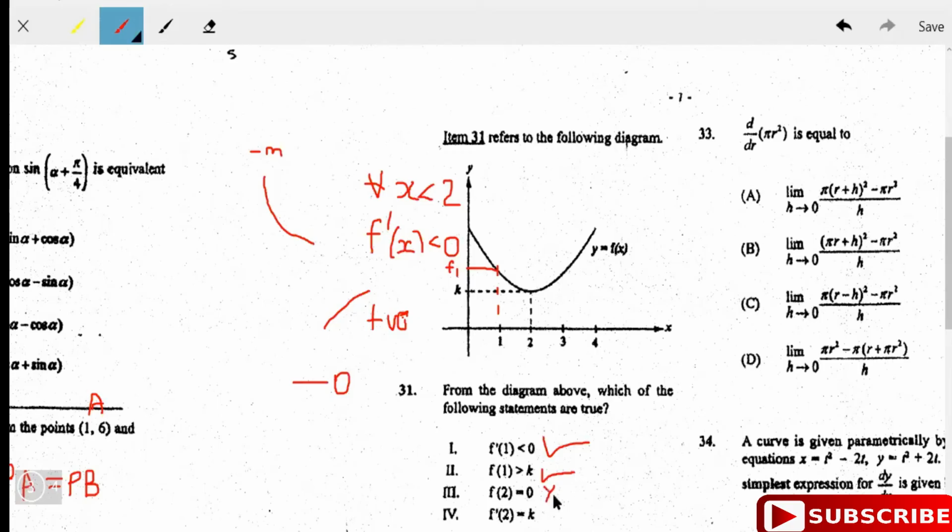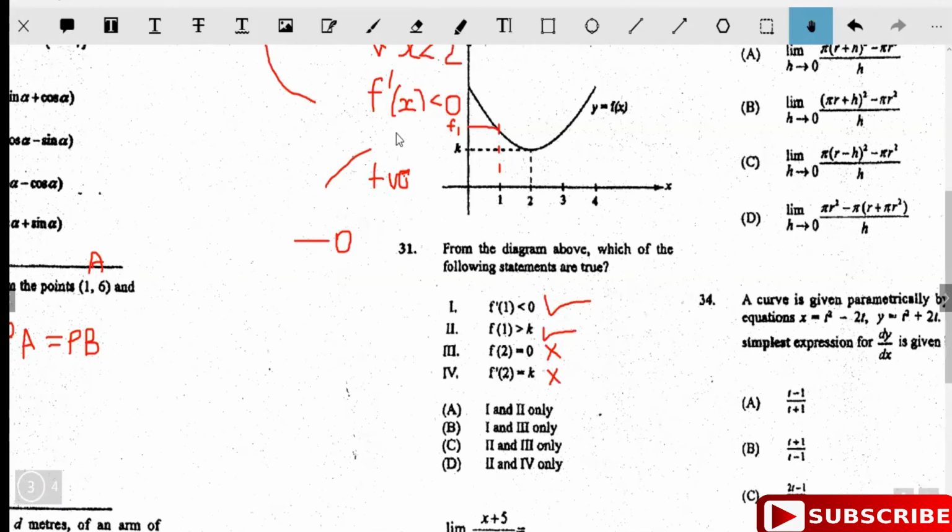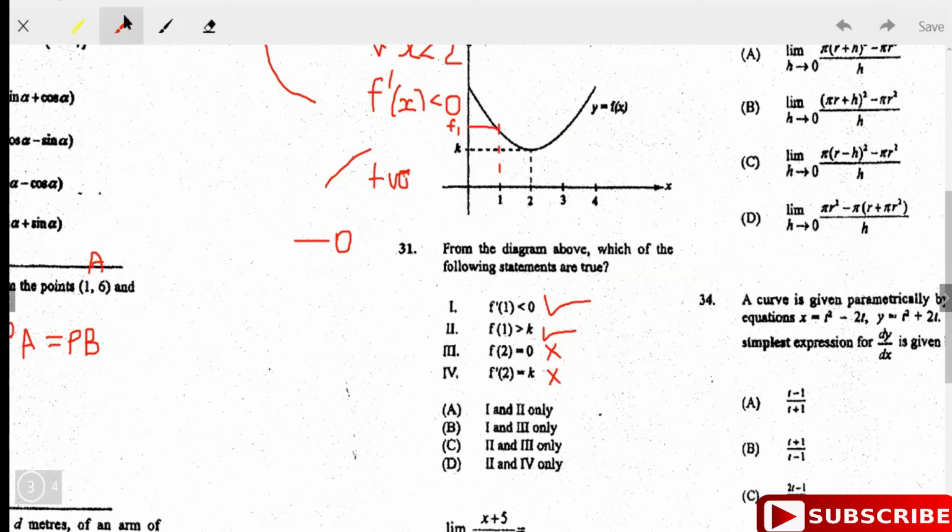So this is out. Then it says f prime of 2 equals k. No. What is f prime of 2? It's increasing. F prime of 2 is going to be 0 because right here is the turning point or the stationary point. So this is out as well. And so the answer is going to be the one that has I and II, and that looks like alpha.